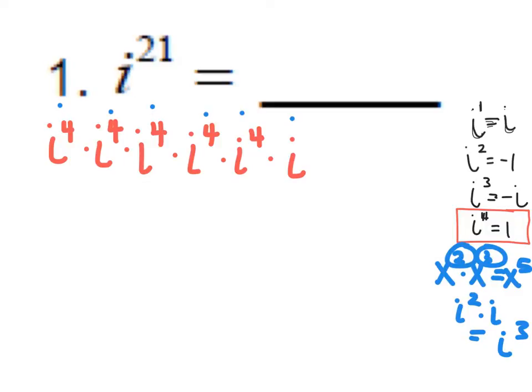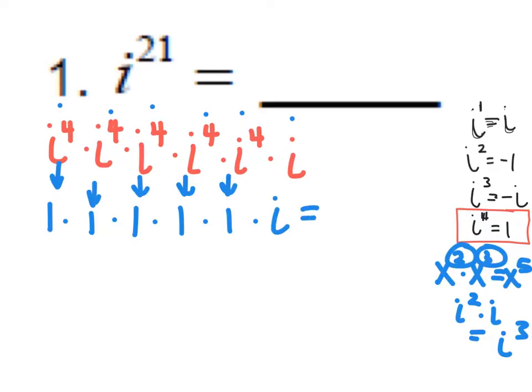Well, guess what, guys? i to the 4th is 1. So we have 1 times 1 times 1 times 1 times 1 times i. Well, what's 1 times 1 times 1? That's all 1. 1 times i is just i. So that's your answer.